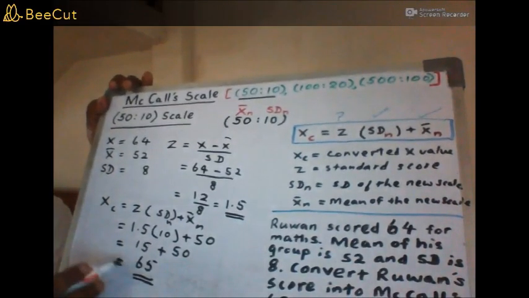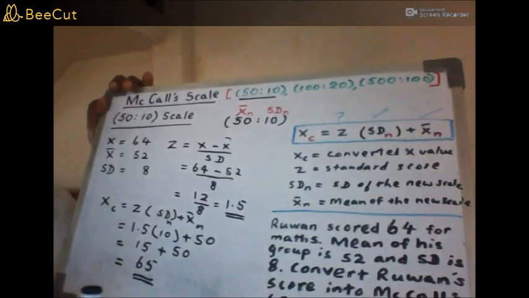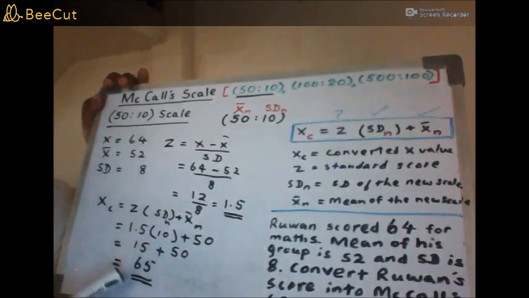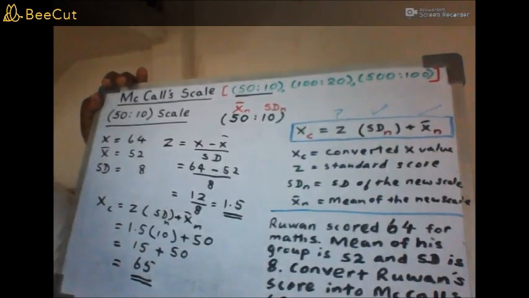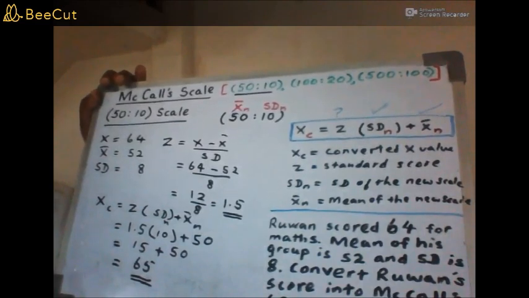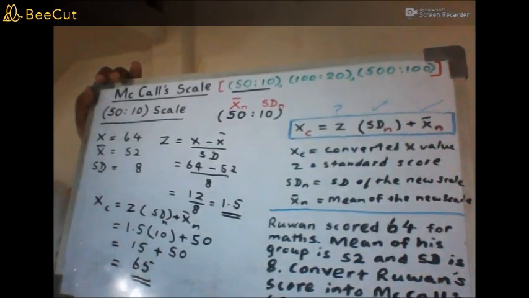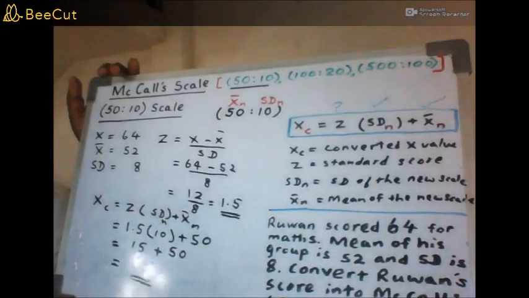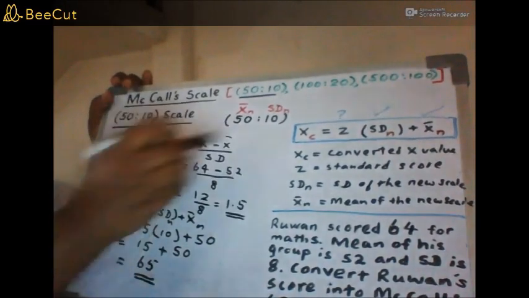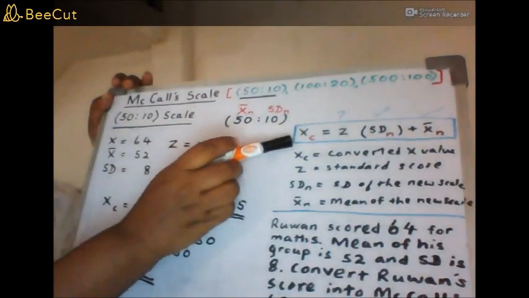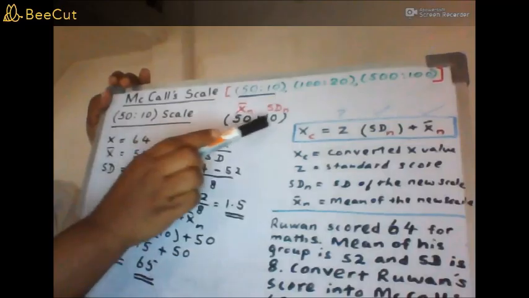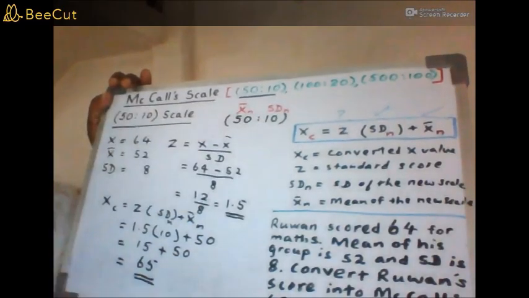So we don't find any interpretation here. They just ask you to convert this one. No decimals, no minus, and that's the McCall scale, 50-10. Alright, so I'll give you some exercises like this and you can calculate. All you have to remember is the given information.